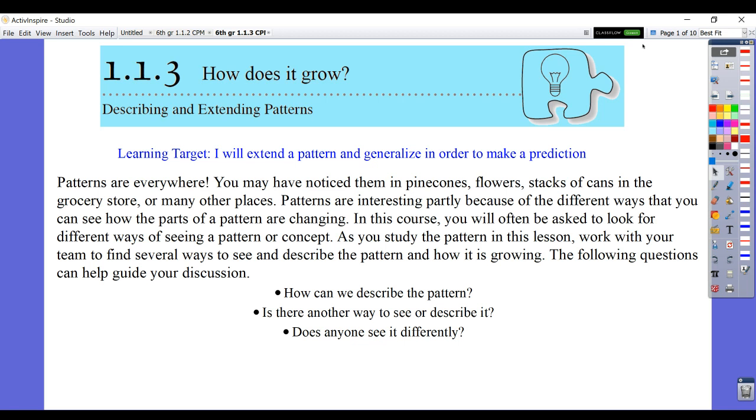This video is to help you with the classwork for section 1.1.3, how does it grow, describing and extending patterns. Our learning target is to extend a pattern and generalize it in order to make a prediction.